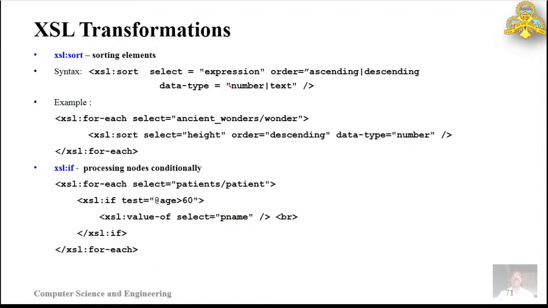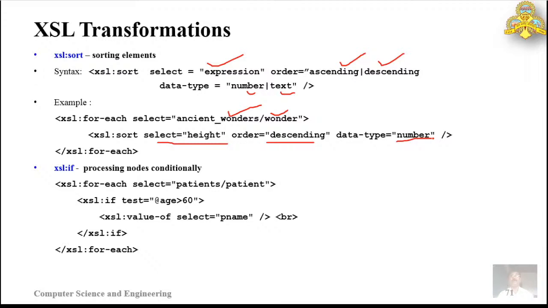Sorting is an advanced part. Here xsl:sort sorts a group of elements. The select here is an expression; you have to provide the tag. The order is ascending or descending, and also the data type. Sorting numbers and sorting text are different, so we have to specify the type here. For example, for-each select in the element ancient wonders, select the subtag wonder. Now specifying select based on the height in descending order, and the data type here is number.